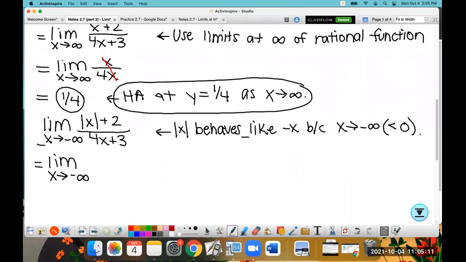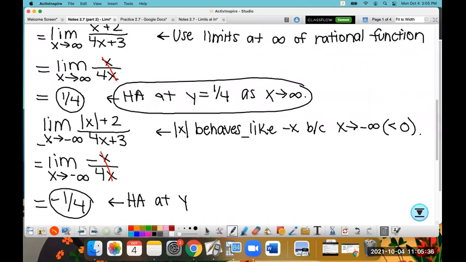So if that behaves like negative x, what are my leading terms? Negative x and 4x. Simplifies the same as last time. So what's our limit actually going to equal? Perfect, negative 1/4. What does that mean for our end behavior? Perfect. Horizontal asymptote at y equals negative 1/4 on the left.